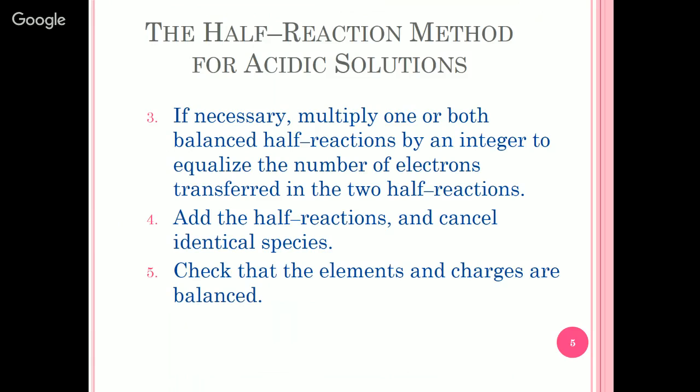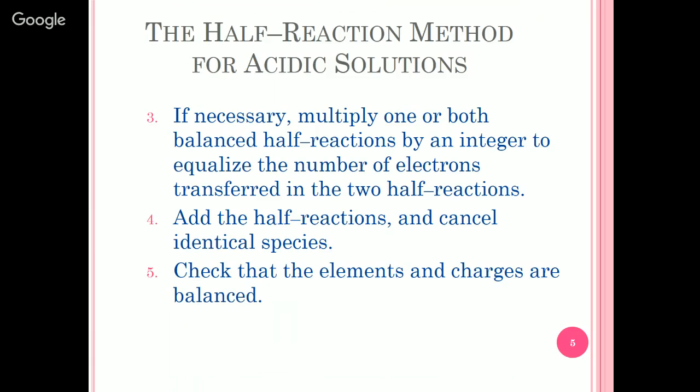Then we balance our electrons by making sure that they are the same number on both the product and the reactant side, and if necessary, multiplying by some common factors. Then we add the half reactions back together and cancel out any identical species. So your electrons will always cancel out, and sometimes, depending upon what the redox reaction is, you might be able to cancel out some waters and you might be able to cancel out some protons.